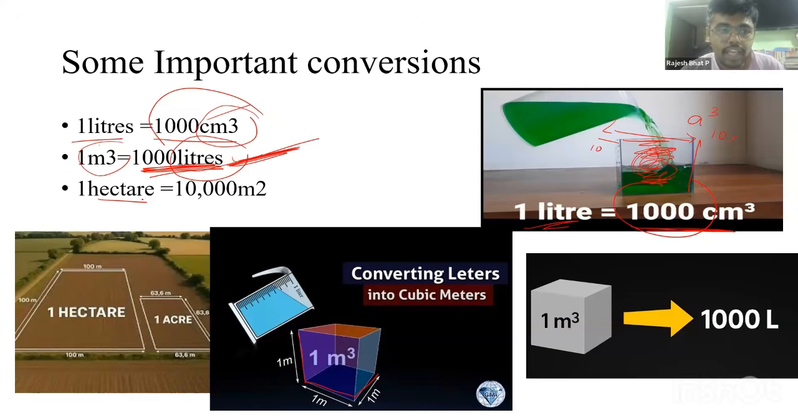And lastly, 1 hectare. What is 1 hectare? You can see the diagram here. 100 meter length, 100 meter breadth. Hectare is a surface area, land. So 100 like this, 100 like this. So 100 into 100 is 10,000 meters square. So if somebody tells you I have 1 hectare of place, what is the meaning of it? He has a place of 100 into 100 square meters. So these 3 conversions you have to properly understand to solve the problems. Let's go to the next one.